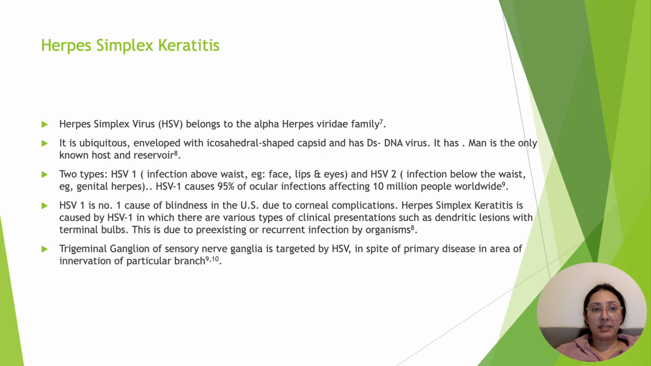Talking about the herpes simplex virus, it belongs to the alpha herpesvirus family. It is also ubiquitous and is a DNA virus with an icosahedral shaped capsid. Man is the only known host and reservoir, and there are two types of HSV: HSV1 and HSV2. HSV1 causes herpes simplex keratitis in more than 95% of cases, and it's the number one leading cause of blindness. So there will be many corneal complications, especially dendritic lesions, and the trigeminal nerve gets affected here.